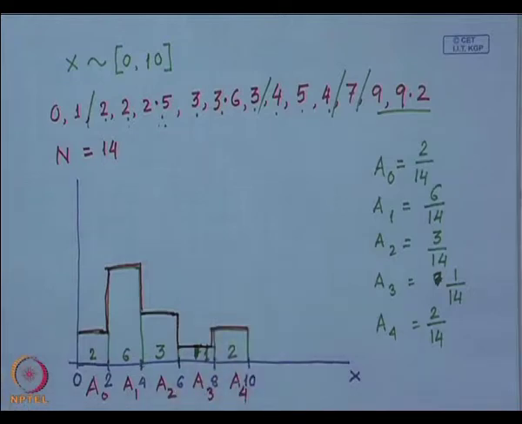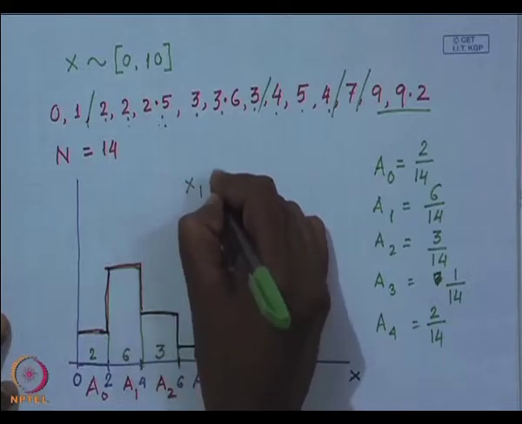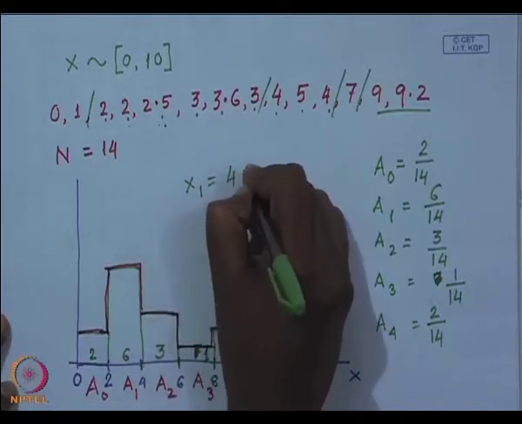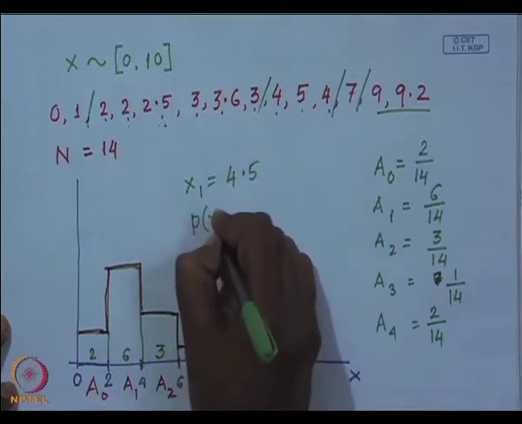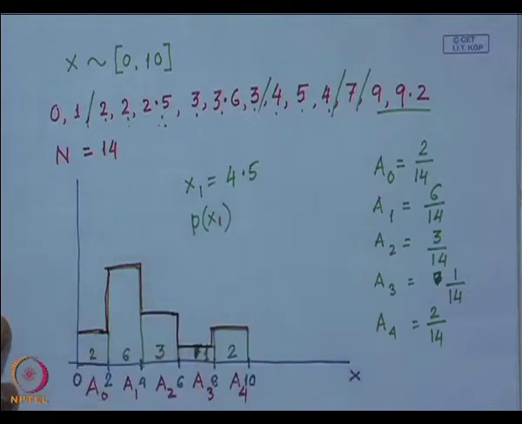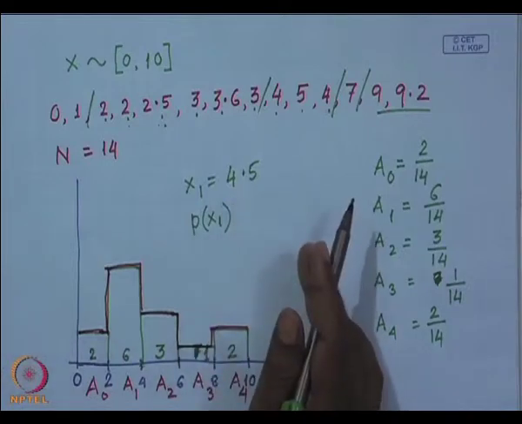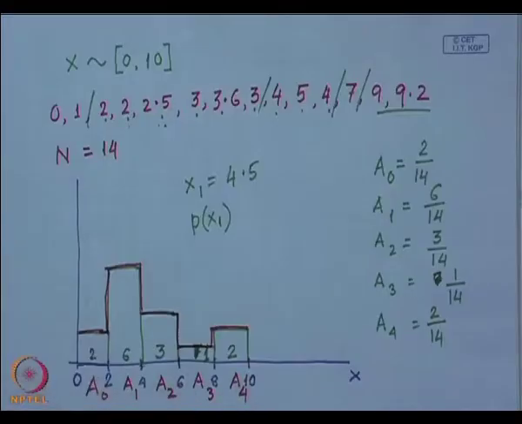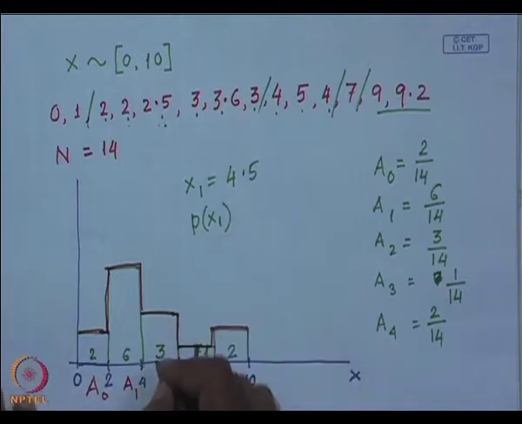Right. Now, if you are given a value of x, an unknown x, so I take any value, say x 1 is equal to 4.5, and I have to find out what is p of x 1. So, here you find that x 1, whose value is 4.5, falls in which bin? If you look at this diagram, this bar graph, you find that 4.5 actually falls in this bin. So, 4.5 will be somewhere over here.